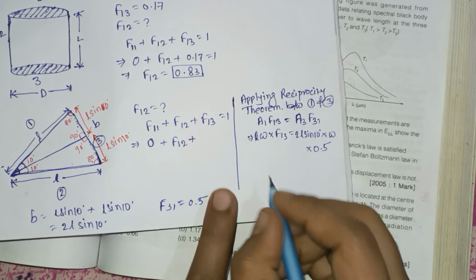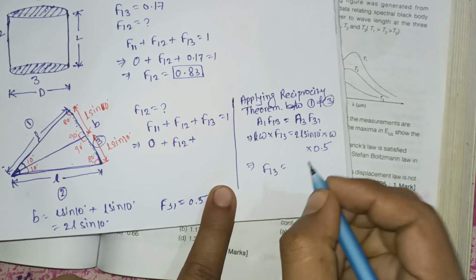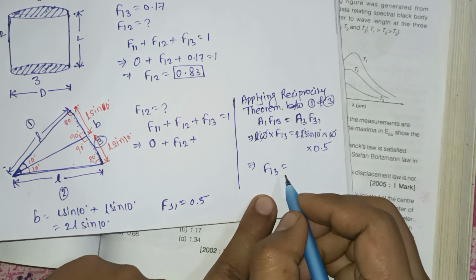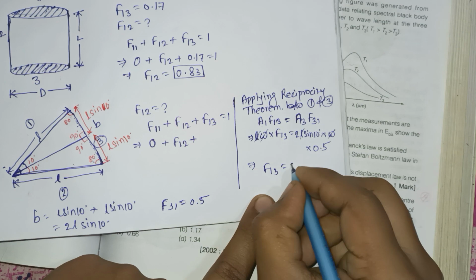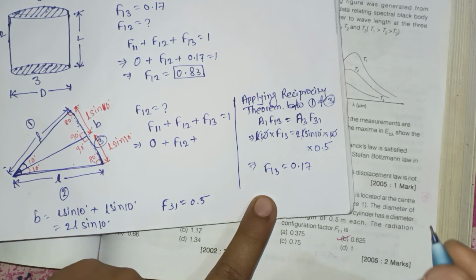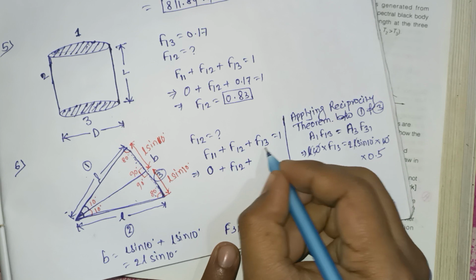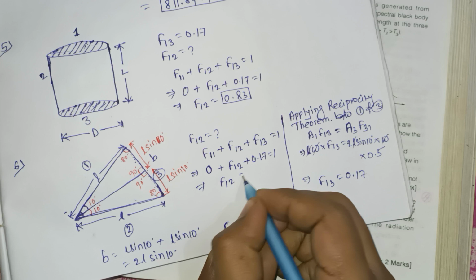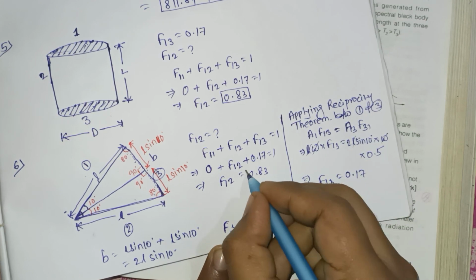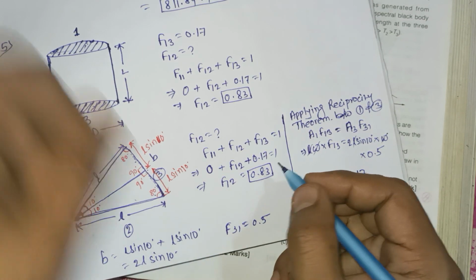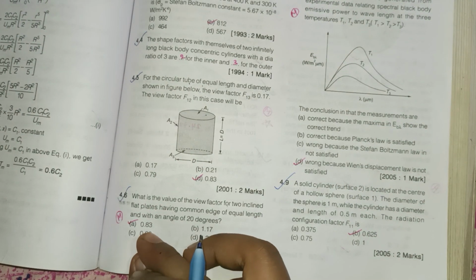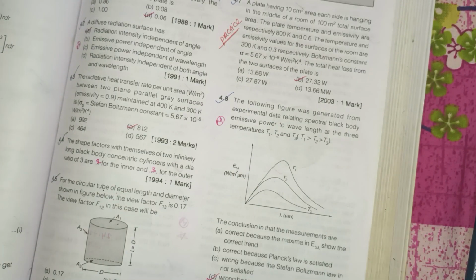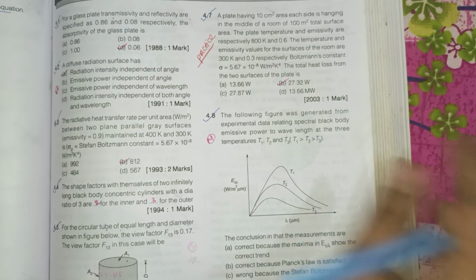So from here, LW cancels out and F13 is equal to 0.17. So F13 is 0.17, and F12 plus F13 is equal to 1, so from here F12 is equal to 0.83. So 0.83 is the correct answer. Okay, option A is the correct answer. Now next, question number 7. Read the question carefully.